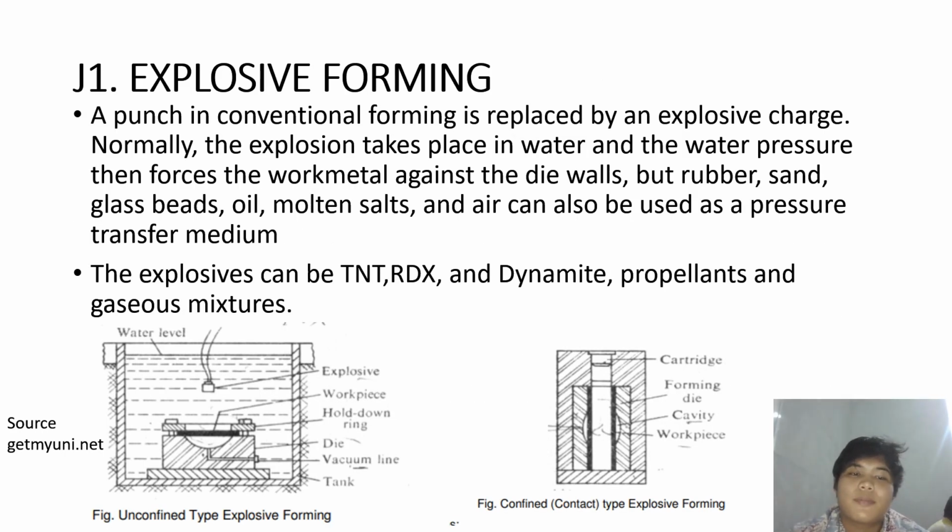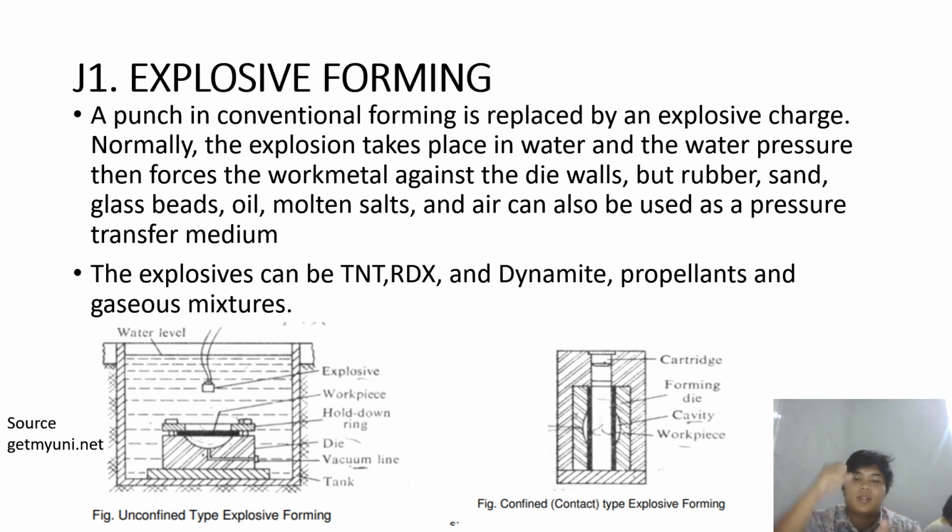In explosive forming, the punch of conventional forming is replaced by an explosive charge. When we talk about forming, there is a die and a press, like this is the die and this is the press. But the difference between explosive and conventional forming is that in explosive forming, the punch is replaced by the wave of explosion. Normally the explosion takes place in water, and the water pressure, because of the explosive, forces the work metal against the die walls. But rubber, sand, glass, oil, molten salts, and air can also be used as the process transfer medium.